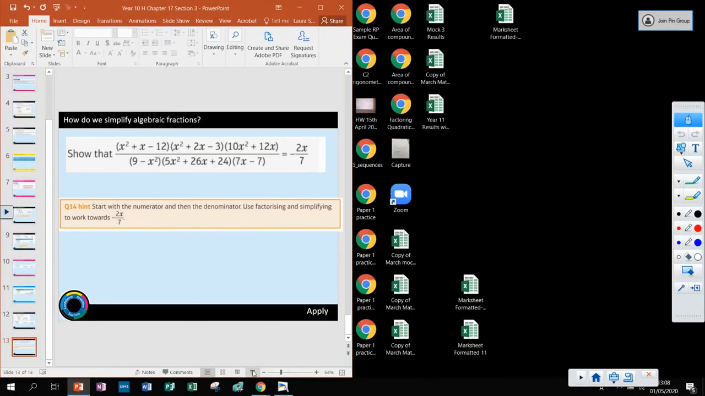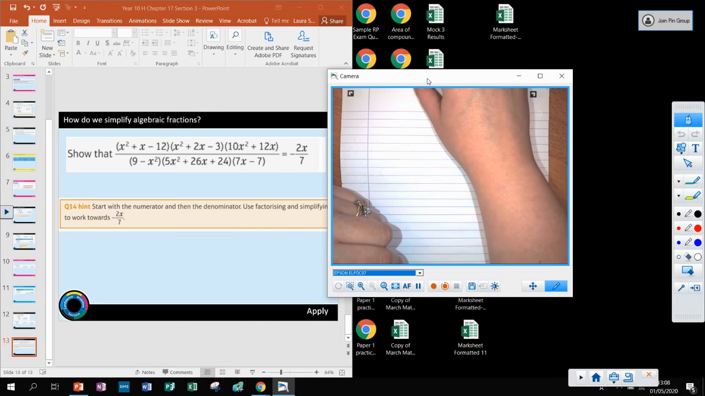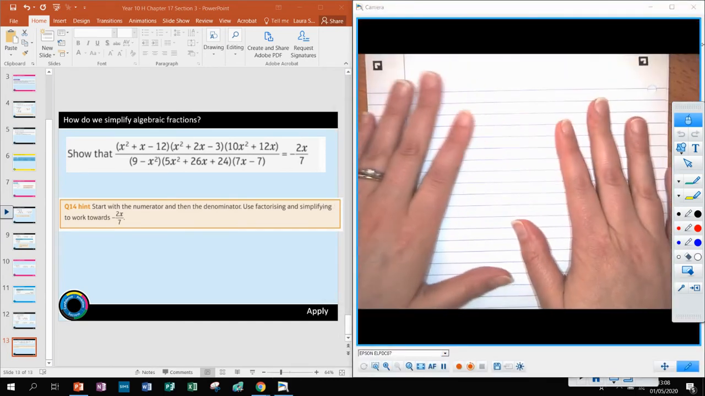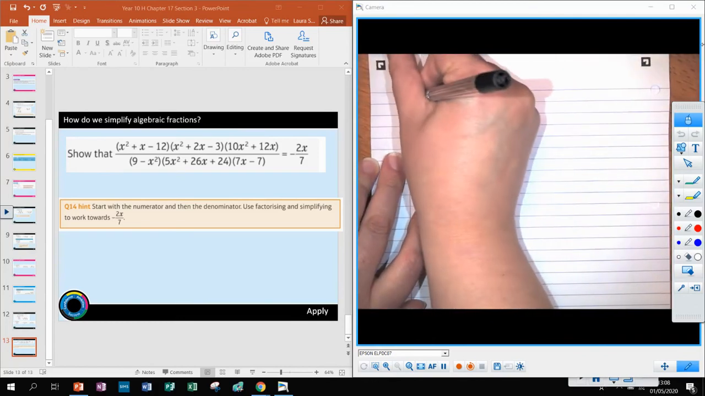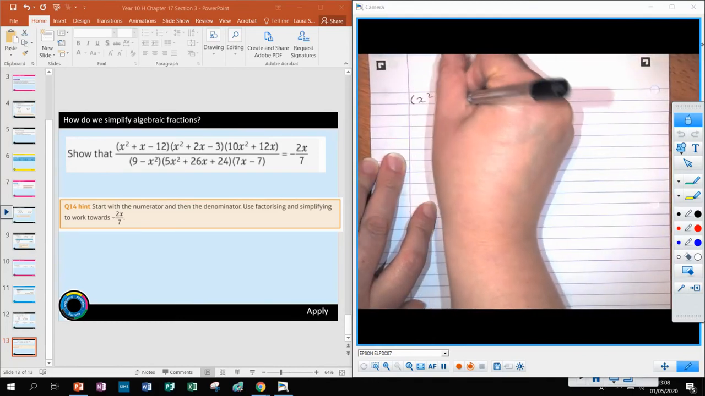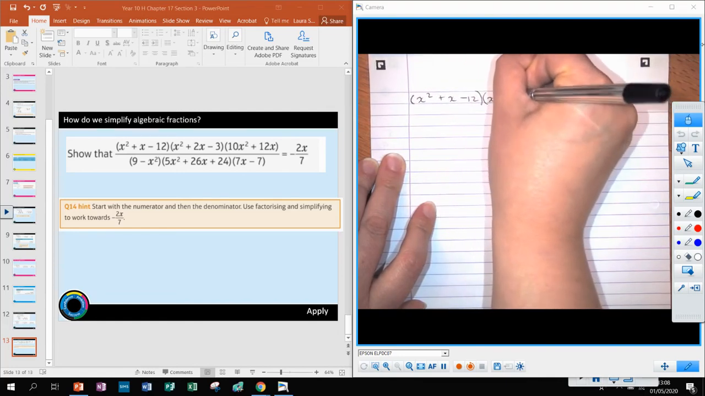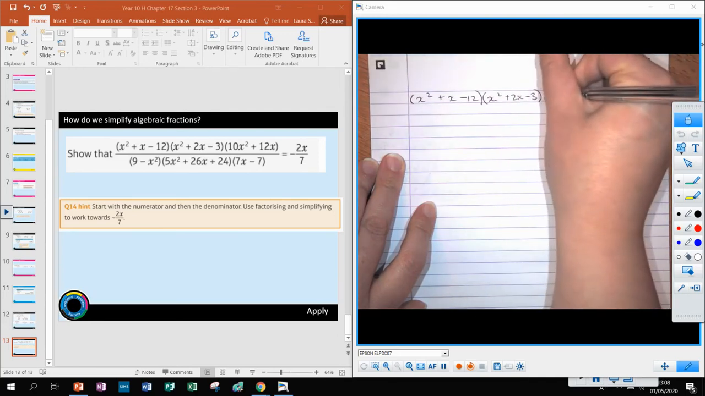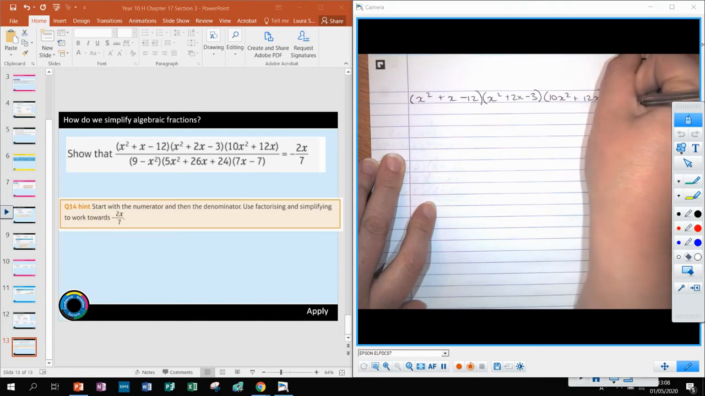Okay, welcome back, guys. So this question has asked us to show that this fairly complicated fraction is actually only equal to negative 2x over 7. So let's see what we can do to work with this. Well, first of all, I need to write it out so that we can work with it. So we've got x squared plus x minus 12 in a bracket, and then x squared plus 2x minus 3 in a bracket. Then we have 10x squared plus 12x all in a bracket.